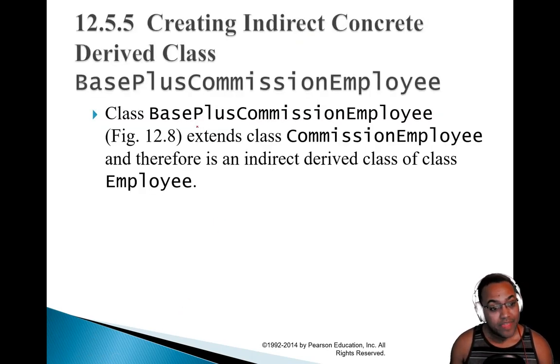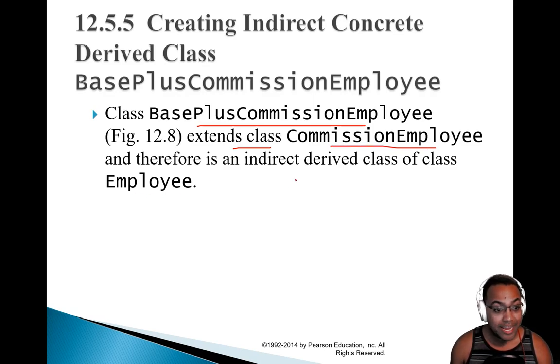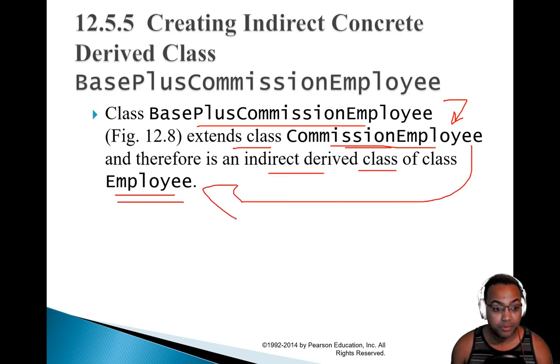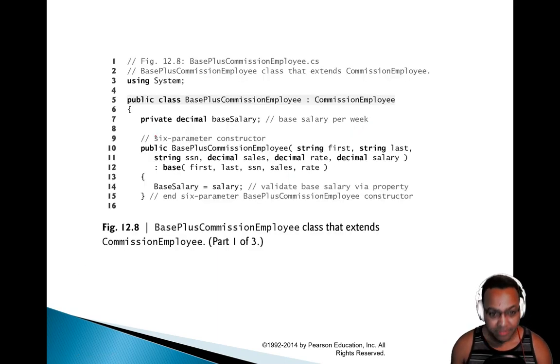Oh, and then base plus commission employee is extending commission employee, and therefore is an indirect derived class of class employee. Because base plus commission employee is using commission employee as its base class, it is also using employee as its base class as well, because commission employee uses employee as its base class. So this is an indirect base class. Commission employee is now an indirect base class. And this is the way it looks.